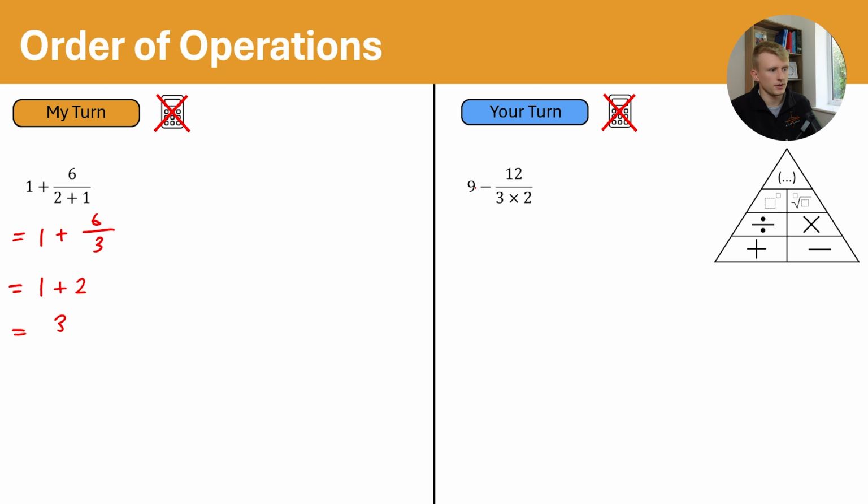Let's go through it. I'm doing 9 subtract 12 divided by 3 multiplied by 2. I'm going to tidy up my denominator first. So this would be 12 divided by 6. And then at this stage, I've got division and subtraction. I'm going to have to do division first. So 12 divided by 6, which is 2. And then 9 subtract 2, which is 7.